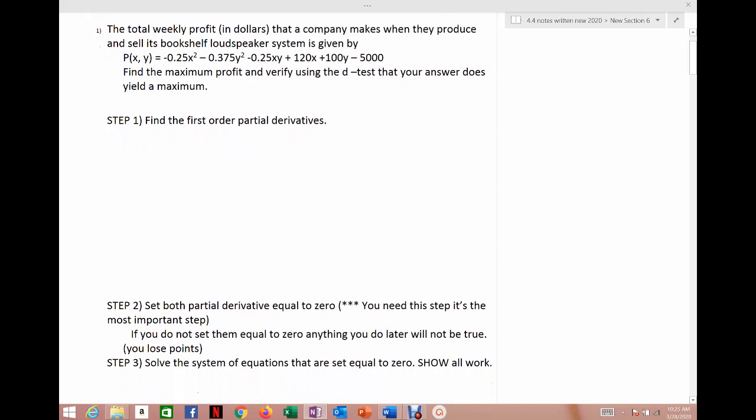So, we're given a weekly profit in dollars if a company makes, produces and sells bookshelf loudspeaker systems. Alright, and it's given by the equation P of X, Y. Right? Find the maximum profit and verify using the D test that your answer does yield the maximum.